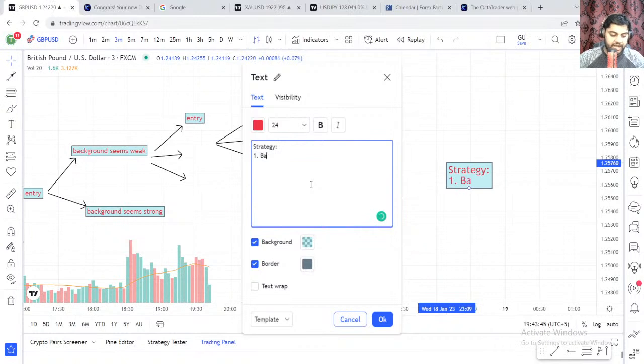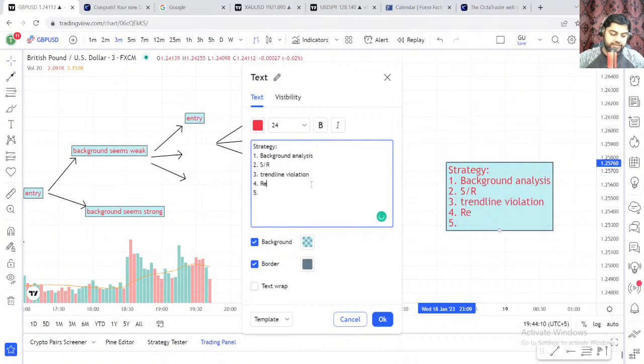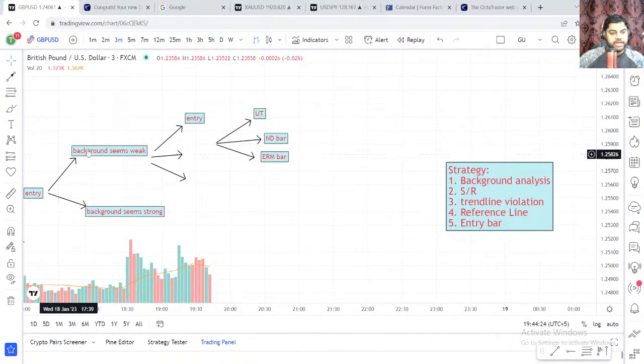First, background analysis, isn't it? Background analysis. And then we have what? We have support or resistance coming up. Number 3, we have trend line violation. Number 4 is reference line, and number 5, you have entry bar. These are the 5 components, but you need to do the background analysis first.